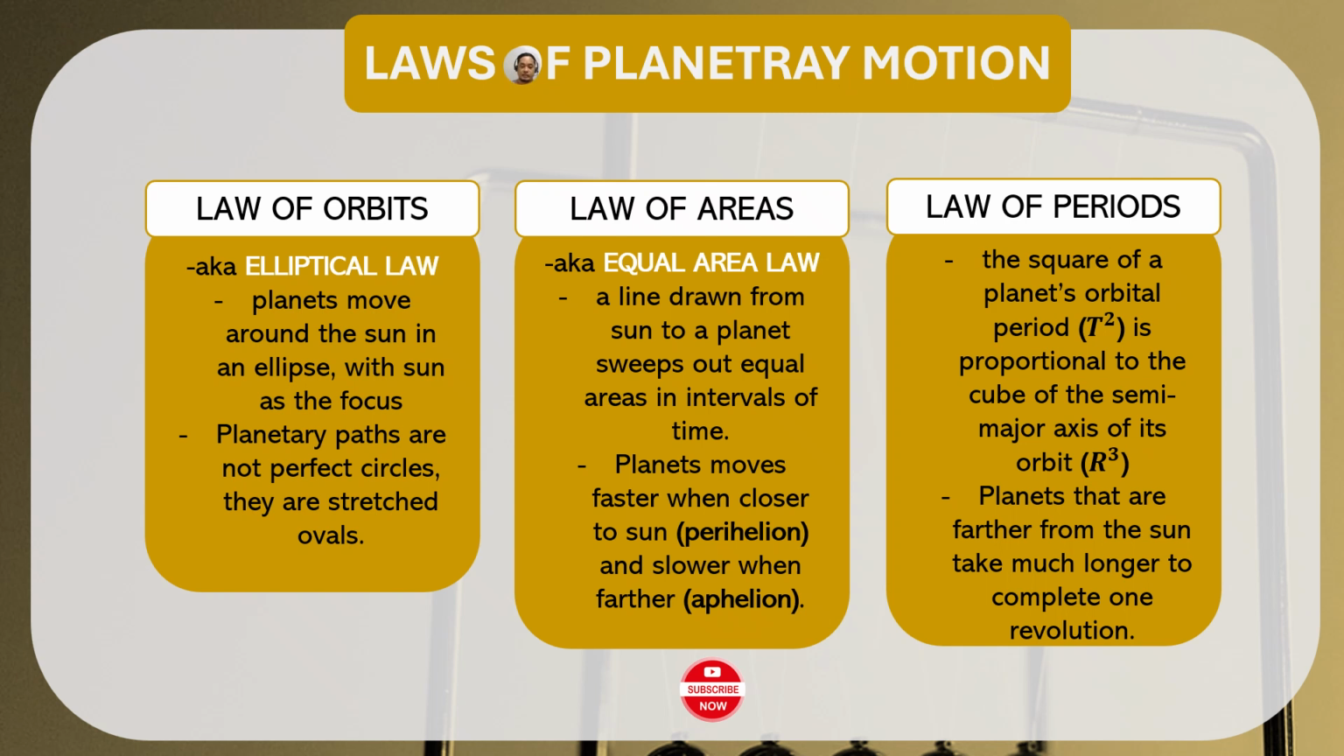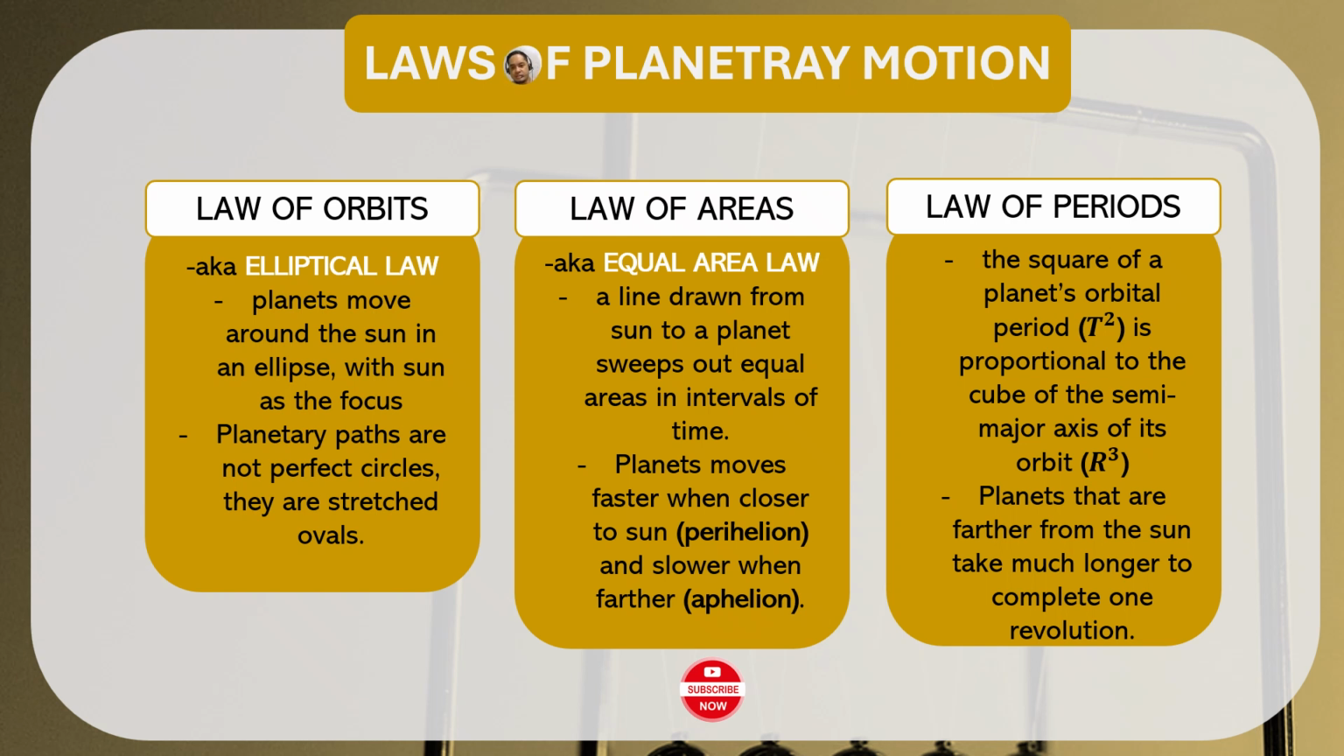When a planet or any celestial body is closer to that big star, the sun, we call that perihelion. And on the other hand, when the planet is farther from the sun, we call that aphelion.